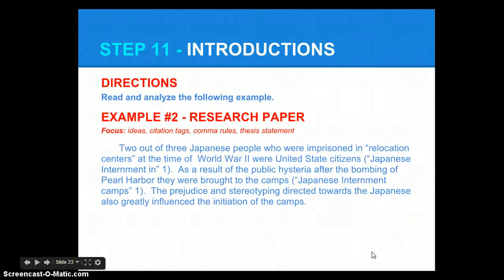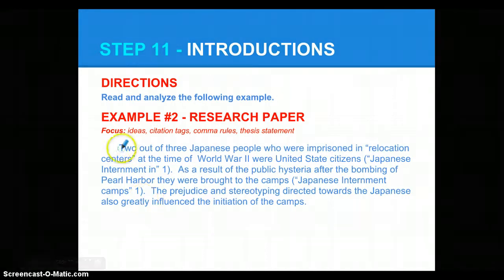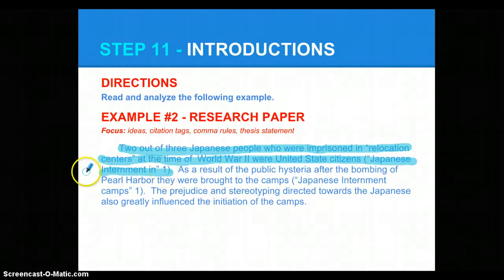Okay, here's another example. This is talking about the Japanese internment camps, and this uses a part of a fact for the attention grabber. So let's look at this. 2 out of 3 Japanese people who were imprisoned in relocation centers at the time of World War II were United States citizens. Okay, and look at, they put their citation tag and added the page number. So this is a really great attention grabber to lead into.